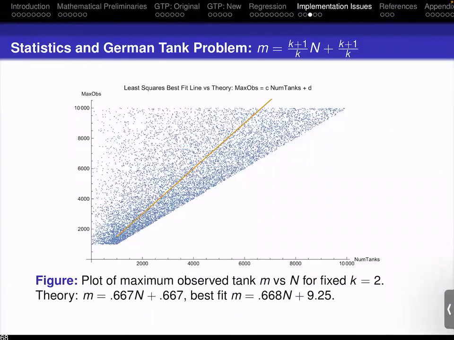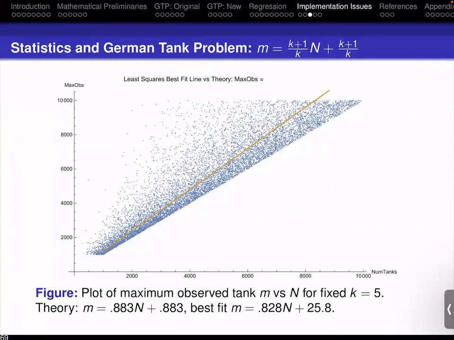If I do 2 tanks, the slope from theory is 0.667, we observe 0.668. It's just a fluke that it happened to be that good for this run. If I do 5 tanks, the theory is 0.883 for the slope, we observe 0.828. Again, very good. And you can see, just like before, it's tightening up a little bit as we go deeper and deeper, as we have more and more k. There's more of a spread above to the left of the line and below to the right.